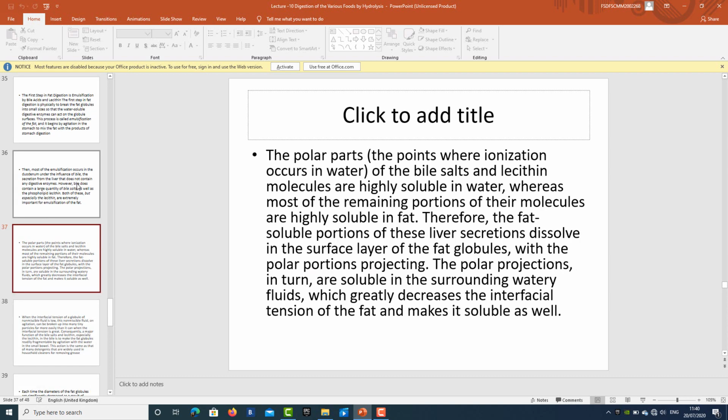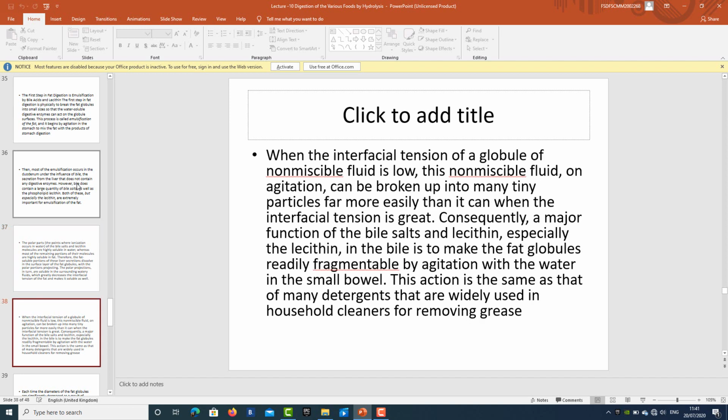The polar parts of the bile salts and lecithin molecules are highly soluble in water, whereas most of the remaining portions of their molecules are highly soluble in fat. Therefore, the fat-soluble portions of these liver secretions dissolve in the surface layer of fat globules with the polar portions projecting. The polar projections, in turn, are soluble in the surrounding watery fluids, which greatly decreases the interfacial tension of the fat and makes it soluble as well.